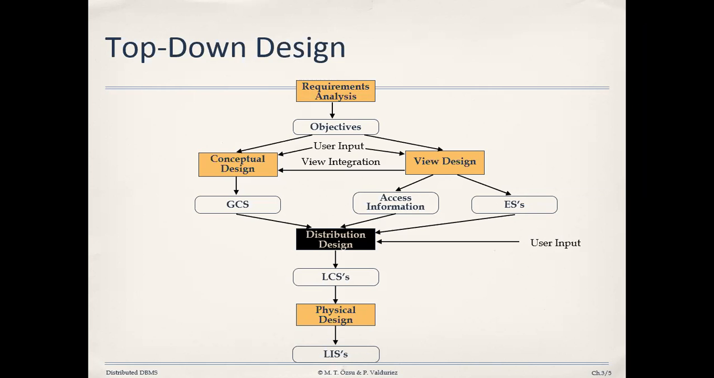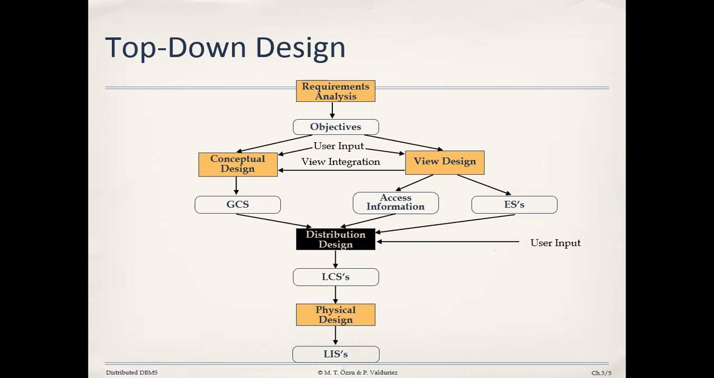So one is the global conceptual schema, the global definition of the database which you want to implement. Number two is the access information. And number three is the external schema, because that gives you the clear picture of the data definition in terms of the users. So we have the GCS definition, the access information, and the external schema. And also user input, which is very important, because whenever you are designing such systems, you have continuous input from the users as well. All of this information helps us to make the distribution design.